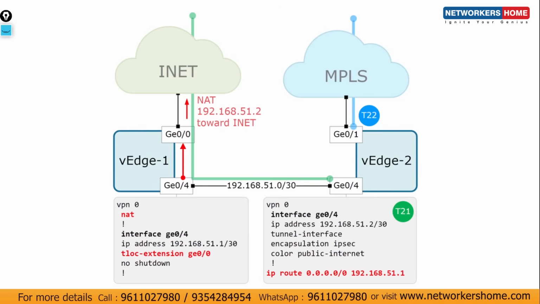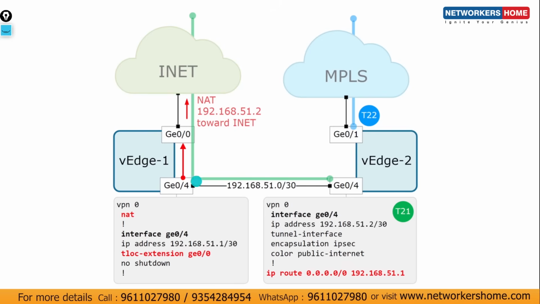Now this is the configuration on the internet side, right? Very simple configuration. You see that NAT has to be enabled, right? On the VPN 0, on the interface gigabit 00, there you have to do NAT, and on interface GE4 you have to do TLOC extension, and you are extending which circuit? You are extending this circuit with this particular circuit here, right?